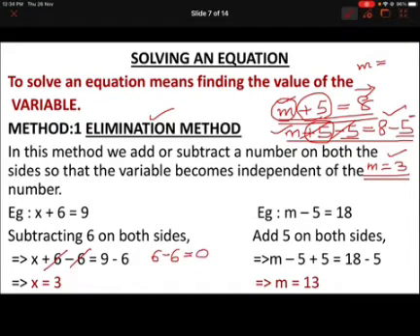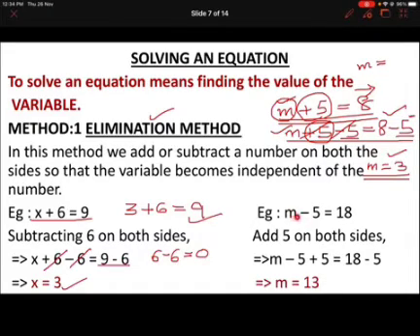So, on the RHS, 9 minus 6, that is 3. So, the value of x is 3. If you want to check, substitute 3 for x. 3 plus 6 equals 9, which is a true statement. So, what have we done? We have solved this equation. Okay, next. Go to the next example.